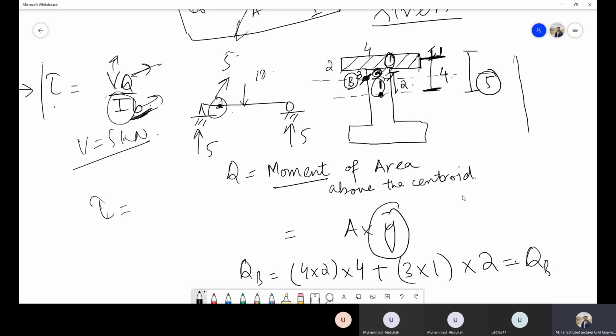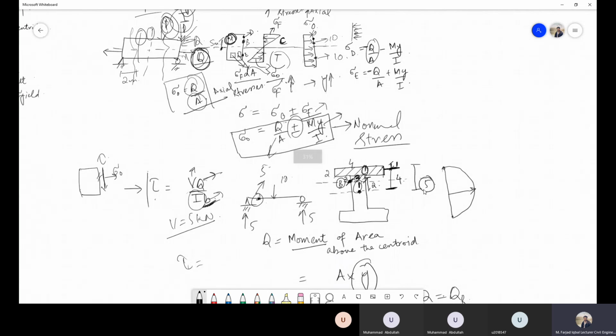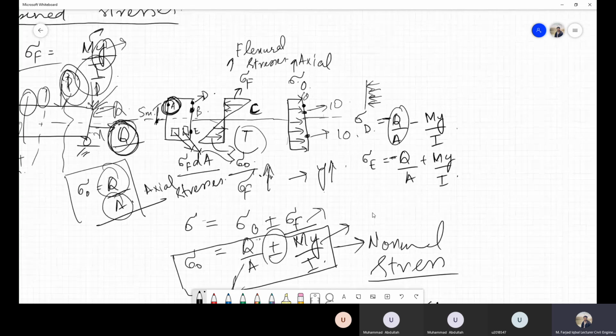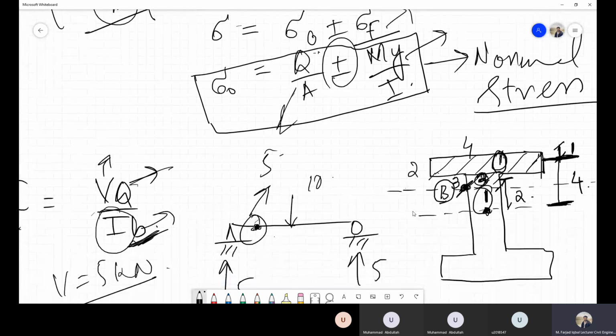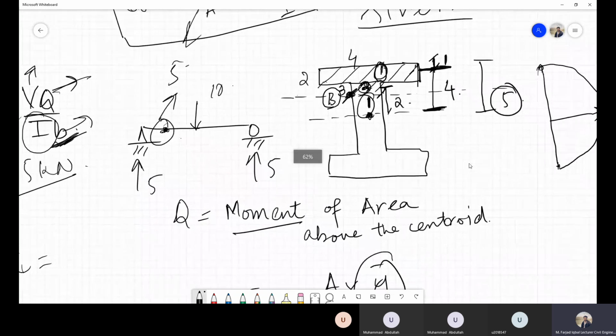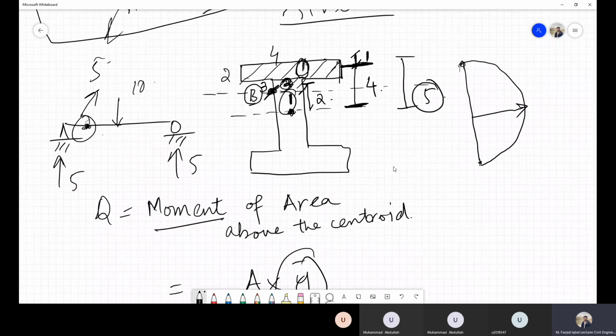And the distribution of shear stress is something like this one. It is 0 at top and bottom and maximum at the centroid. So it is quite different from what we did in the flexural formula. In the flexural formula, flexural stresses are maximum at top and bottom and 0 at the center. But if you calculate the shear stresses at different points along the cross section, you will see that it will be 0 at top and bottom and maximum at the center.